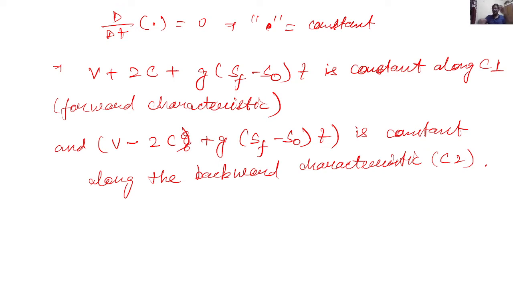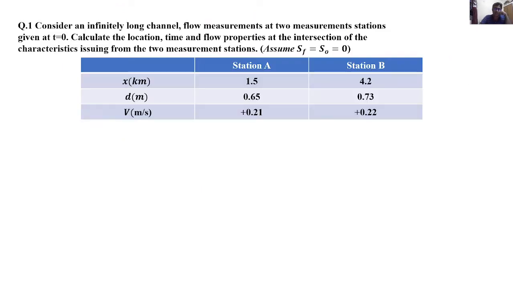So let us quickly skip into the first problem, which is an application of whatever we discussed so far. Consider an infinitely long channel. Flow measurements at two measurement stations are given at t equal to 0. Calculate the location, time, and flow properties at the intersection of the characteristics issuing from the two measurement stations. We are assuming that Sf equal to S0 equal to 0. That is case number 1, which we just discussed now.